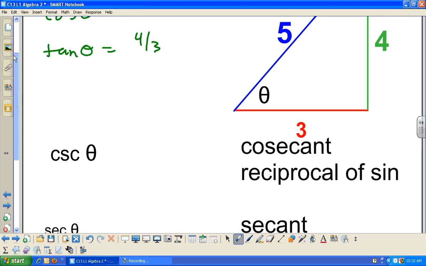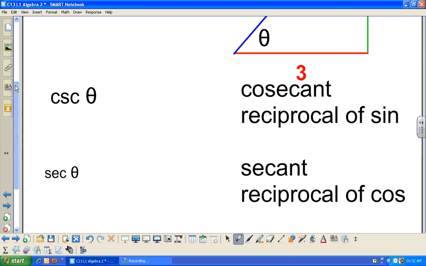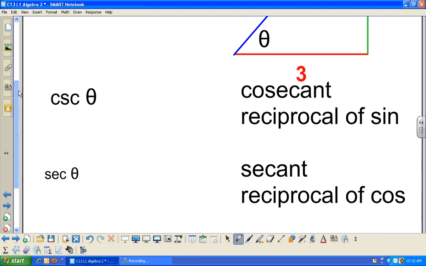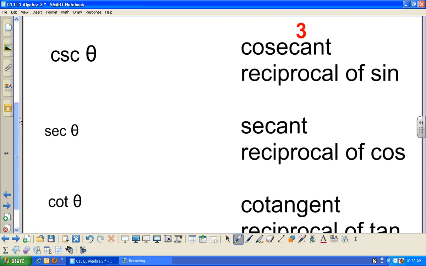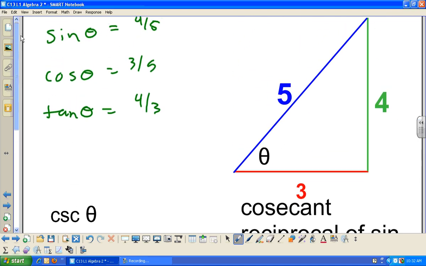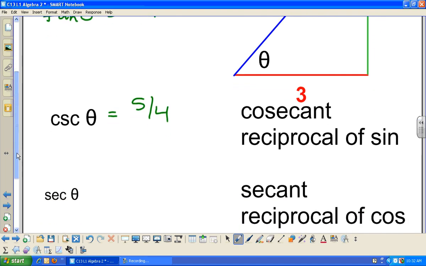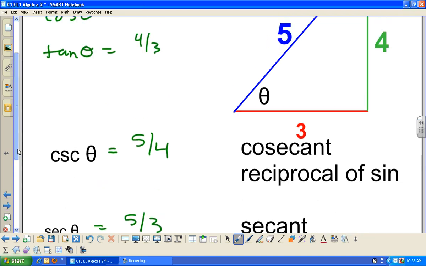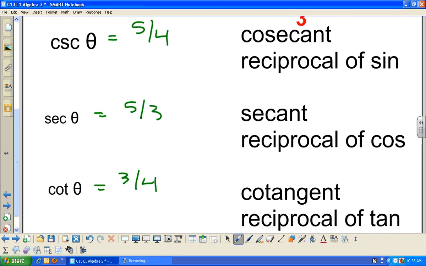There's cosecant, which would be the reciprocal of sine, secant, which is the reciprocal of cosine, and cotangent, which is the reciprocal of tangent. Once we know the three main, sine, cosine, and tangent, we can find cosecant, secant, and cotangent. If sine is 4/5, cosecant will be equal to 5/4. If cosine is 3/5, secant will equal 5/3. And if tangent is 4/3, cotangent will be equal to 3/4.